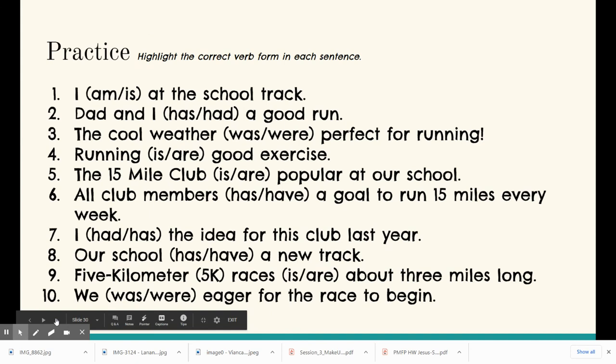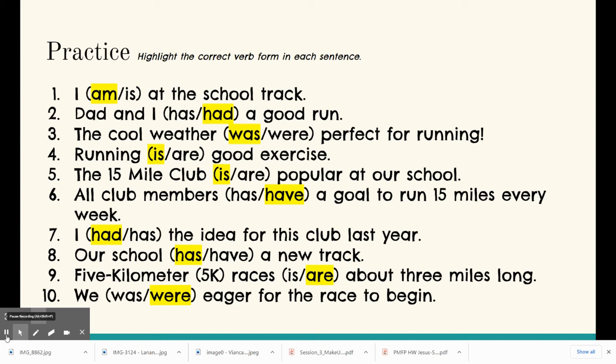Now that we've gone over this a bit, I want you to take this time to practice on your own. On your guided notes, you'll notice this practice here, 1 through 10, where you need to highlight the correct form of the verb in each sentence. Go ahead, pause this video here, and do this now. Let's see how you did.